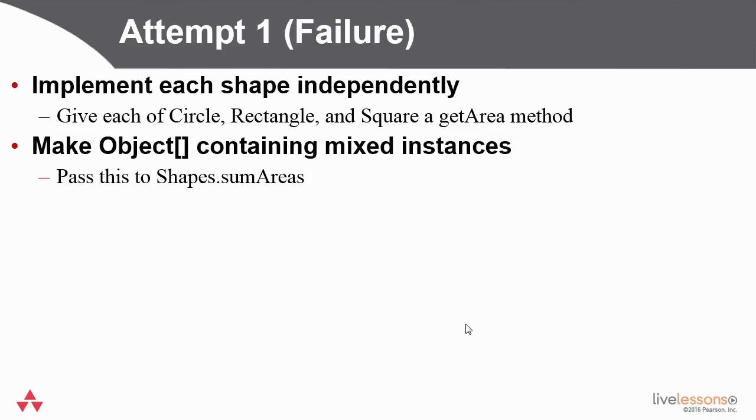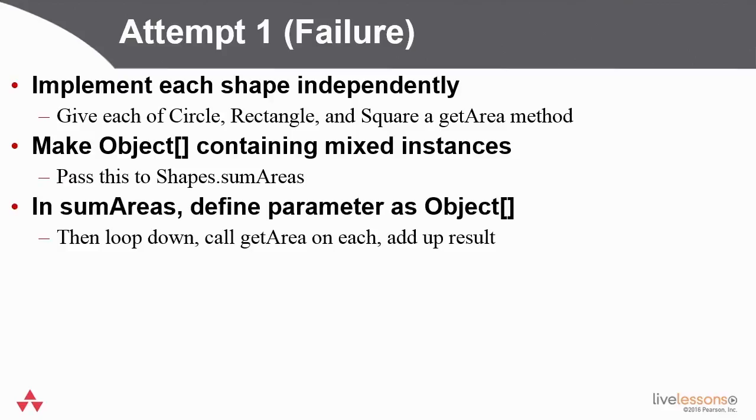Since circle, rectangle, and square are all implemented independently, what's the parent type? Answer, object. Remember that in Java, if you don't explicitly say extends, it's as if you had said extends Object. All right, so it's perfectly legal to make an array of Object, and it's perfectly legal to put circles, rectangles, and squares in that array because circles, rectangles, and squares are objects. Then we'll pass this array to a static method called sumAreas that we put in a utility class called perhaps Shapes. All right, so far so good.